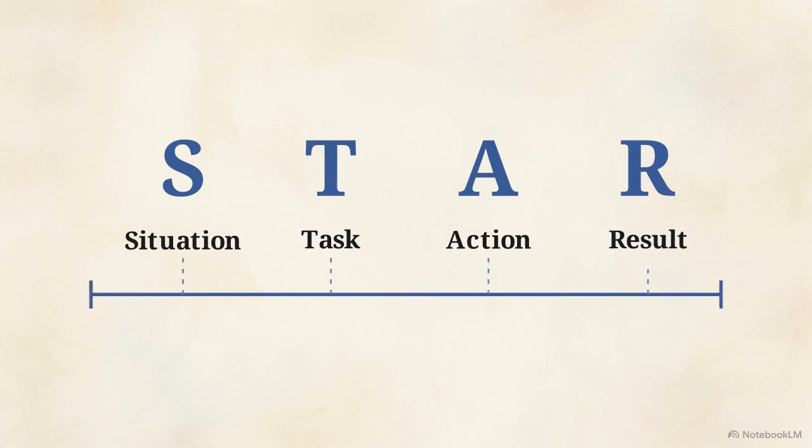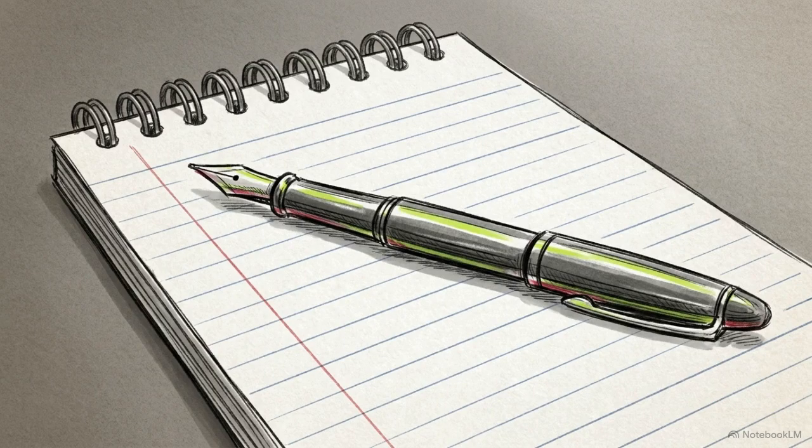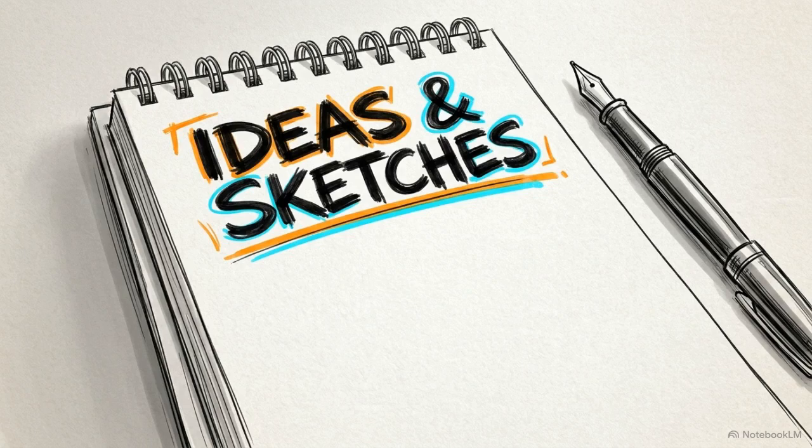This acronym serves as the architectural blueprint for your story. This 4-part structure is designed to separate essential professional details from the conversational filler that often derails an interview performance. Start by writing down a 1-sentence summary of the specific challenge you chose. Use it as a headline for your draft.